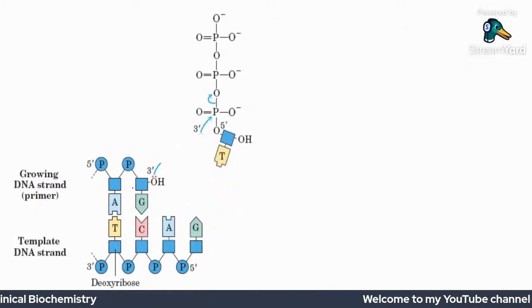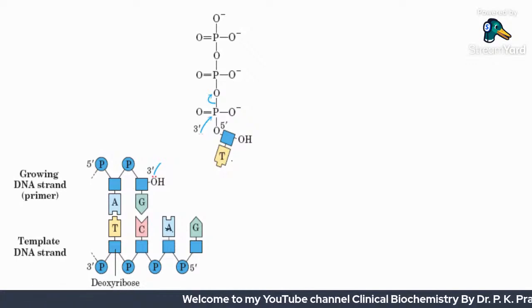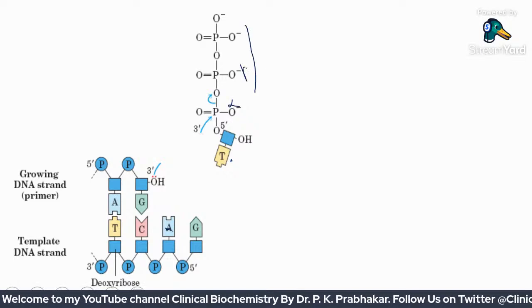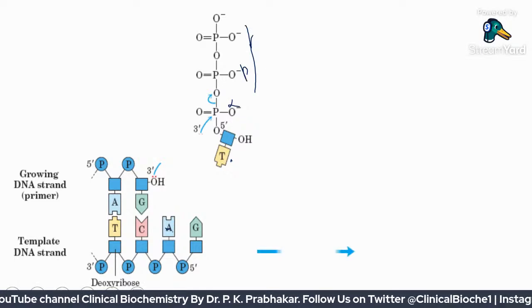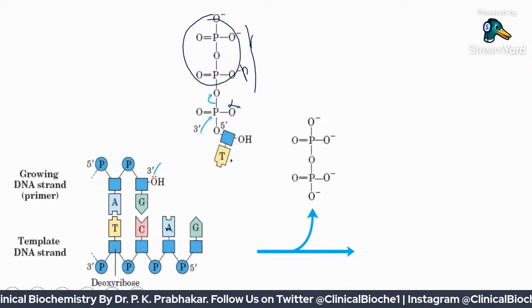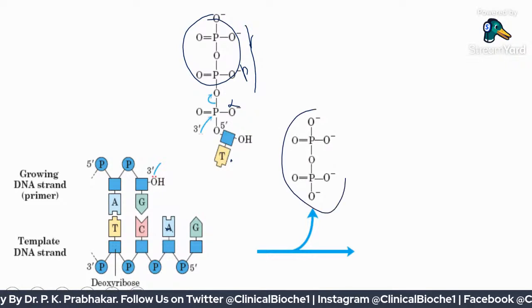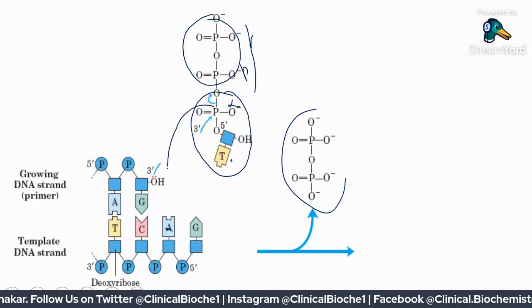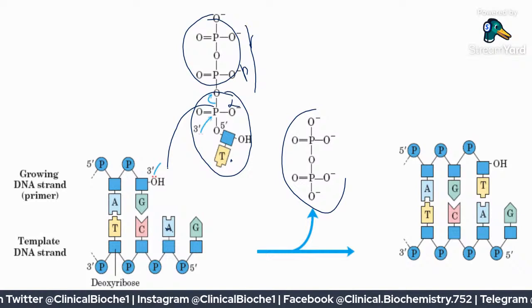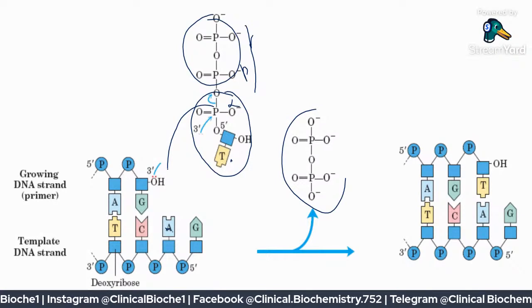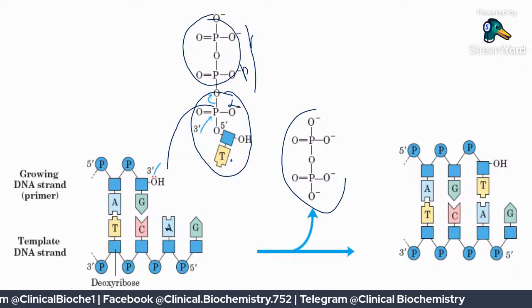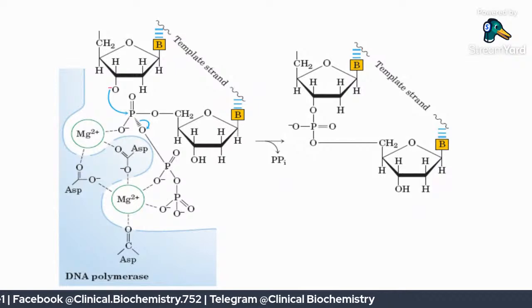This is like this one. Here we have A, so obviously we require thymine, and thymine comes in triphosphate form. This is alpha, beta, gamma. From this one, the beta and gamma will be detached in the form of pyrophosphate, and this molecule will join here in the form of a nucleotide. So one nucleotide has been added. Again this process will continue.